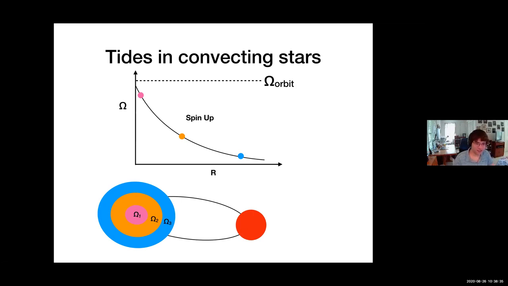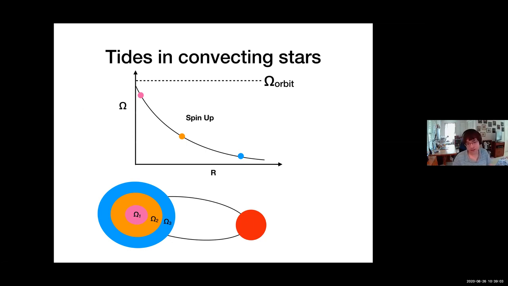So here I'm showing just sort of a toy model, a rotation profile with some function of radius in the star. The little points correspond to the picture below. And in this, what I want to do with this toy model is try to build some intuition for what synchronization could mean. So in this case, the orbit, as I've drawn it, the orbit is much faster than the rotation of any part of the star.